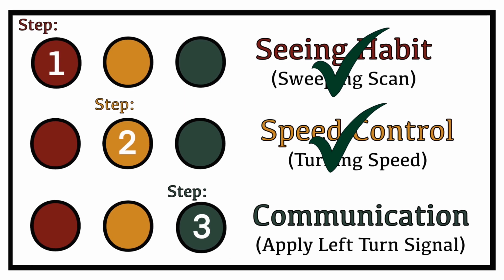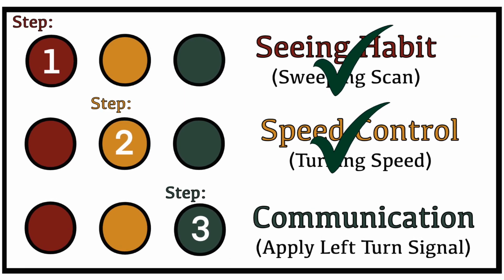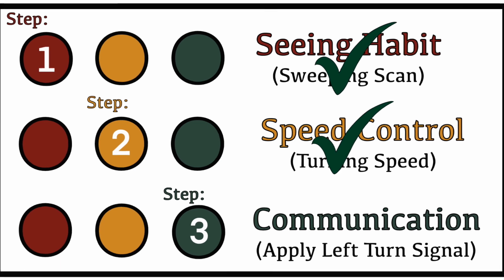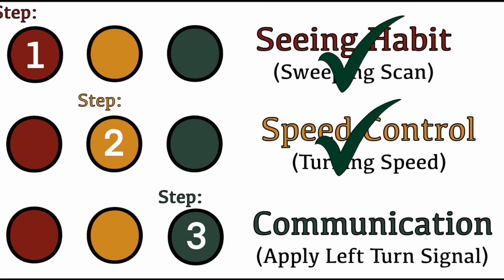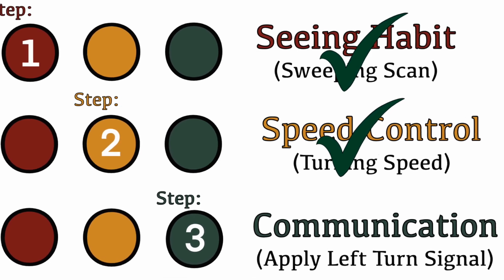And now for step 3, communication. Well, now there is something to communicate. I need to signal to let everyone around me know that I intend to make a left turn at this intersection. So this is the stage where I apply my left turn signal.